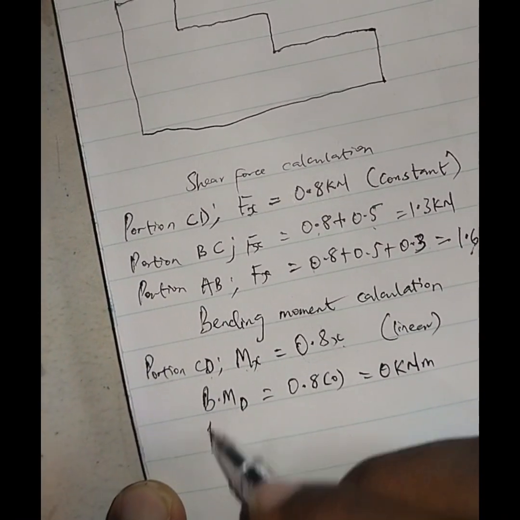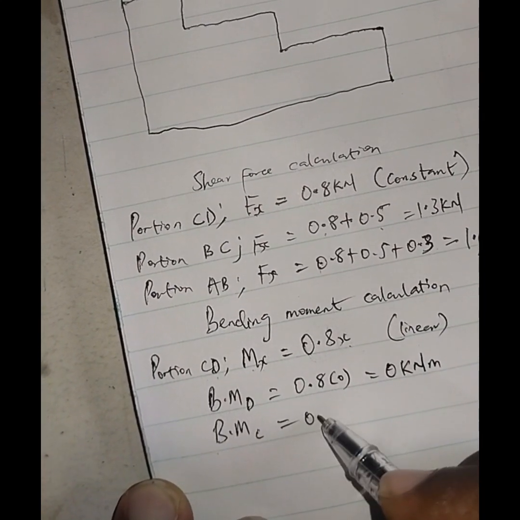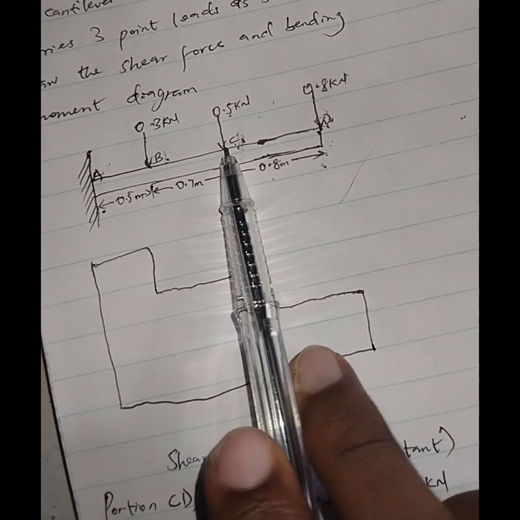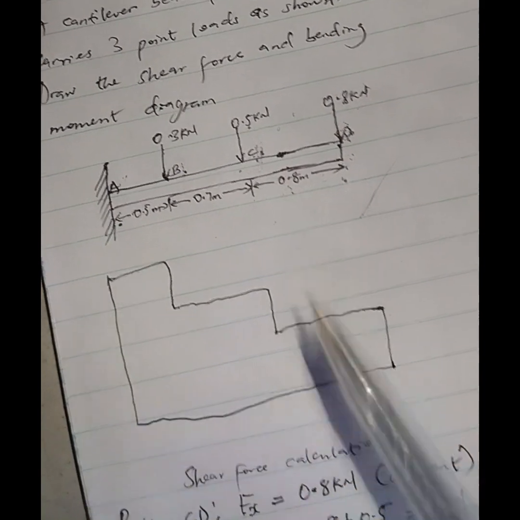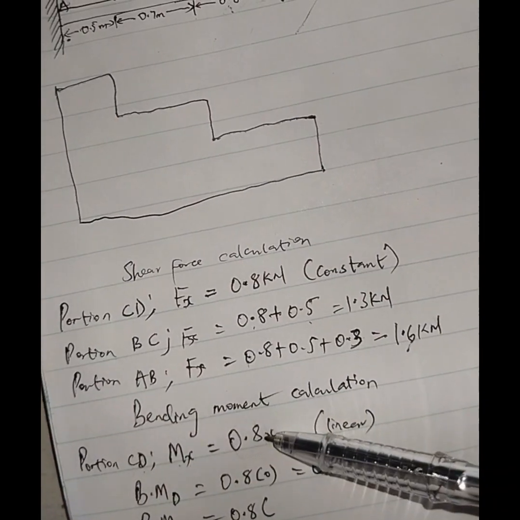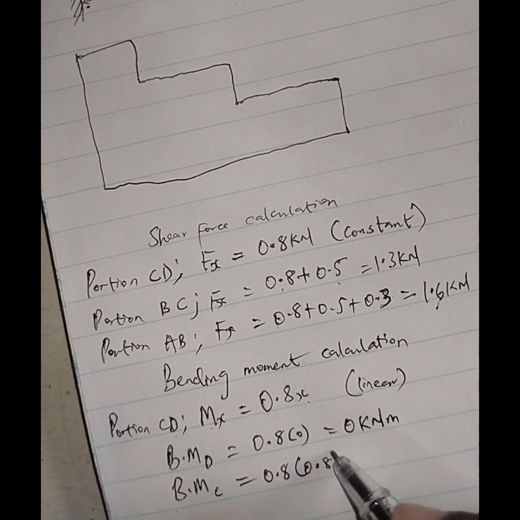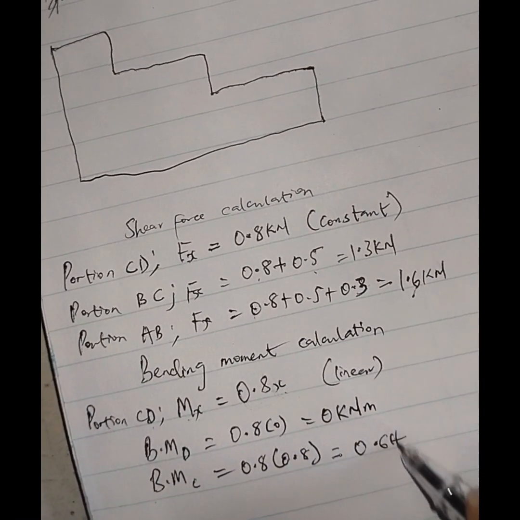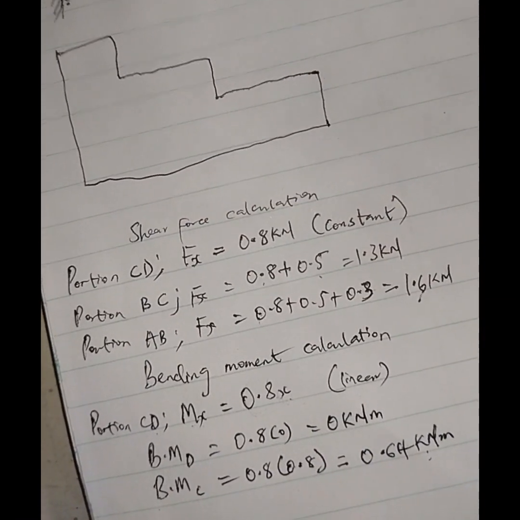So now, bending moment at C, 0.8 times what is the distance moved by C? Now this is point C, it has moved a distance of what? 0.8 meter. So now x will be 0.8 also. 0.8 times 0.8 is now equal to 0.64 kilonewton meter. Make sure you put your unit always.